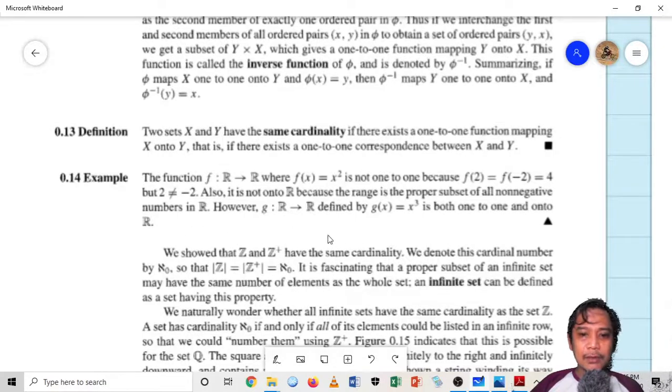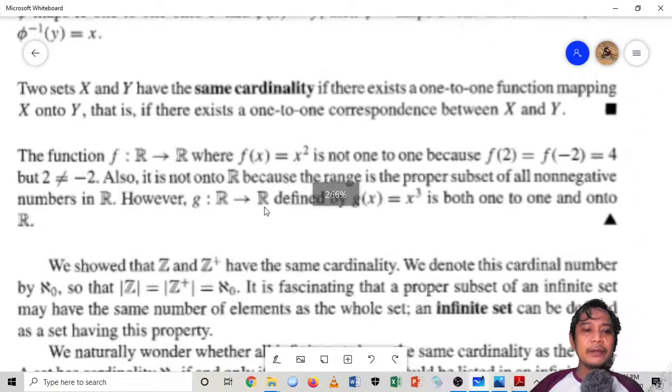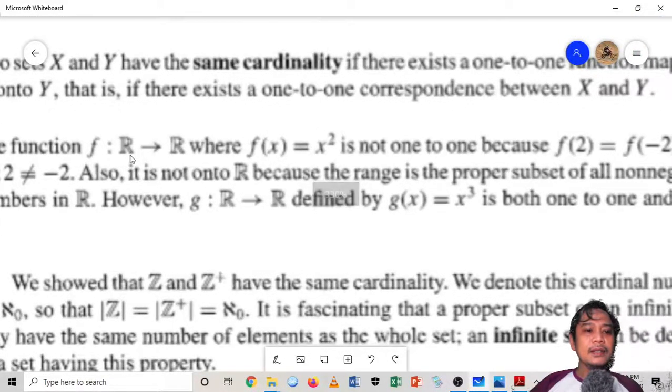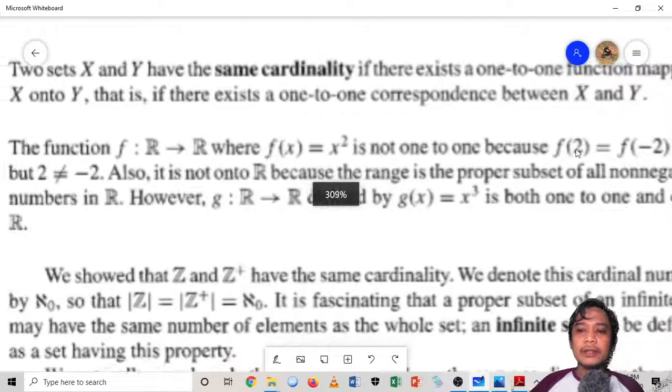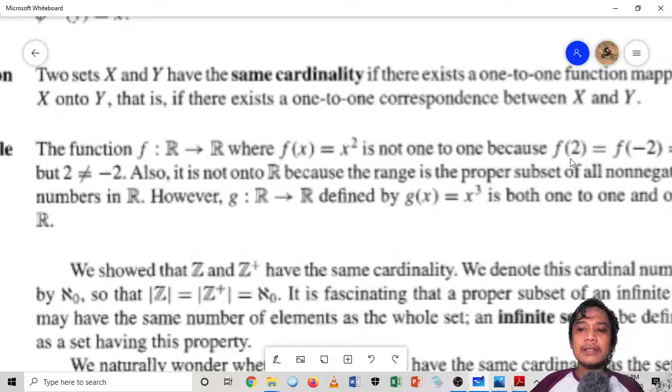Okay, here is an example showing when one-to-one and onto are not satisfied. For example, we have here the function f mapping real numbers to itself, defined by the equation f of x equals x squared. It is said here that it is not one-to-one. Why? Because 2 and negative 2 would have the same image. f of 2 would be 2 squared, which is 4. f of negative 2 would be the square of negative 2, which is also 4. Meaning they have the same images, but these two elements are not the same element in the domain. So the function is not one-to-one.